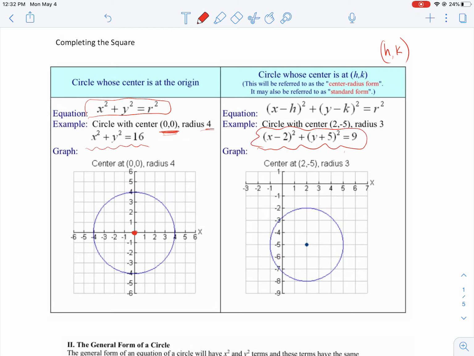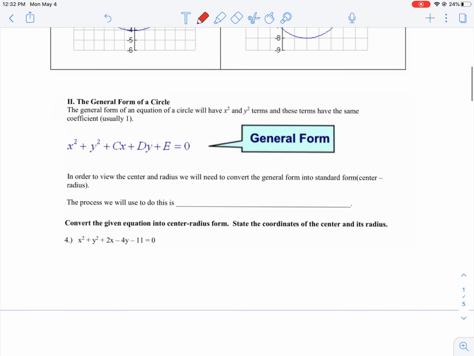Okay, and so that's the only difference. The only difference is this one has center at the origin. This one does not. The R stands for the same thing, your radius being squared. And then you just got to remember this h and k, whatever this point is, just gets substituted into your formula here.